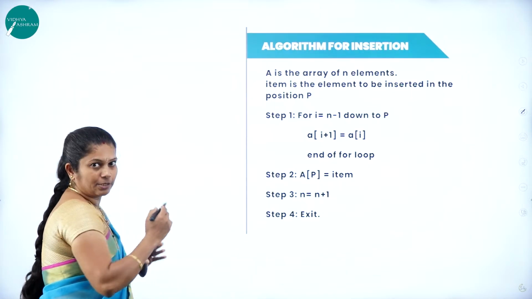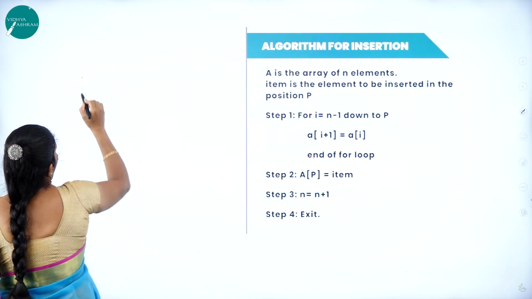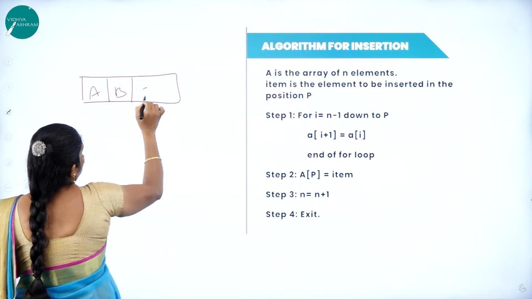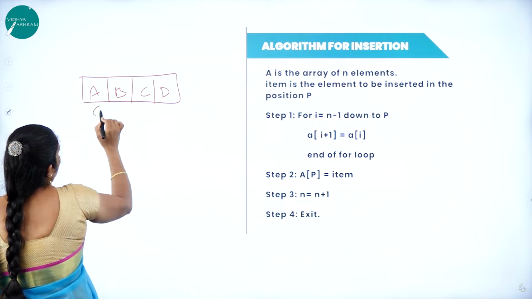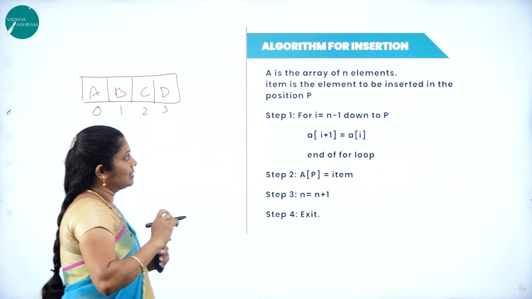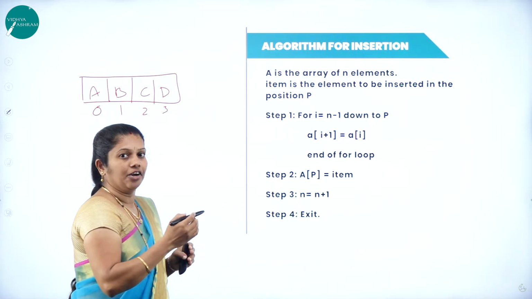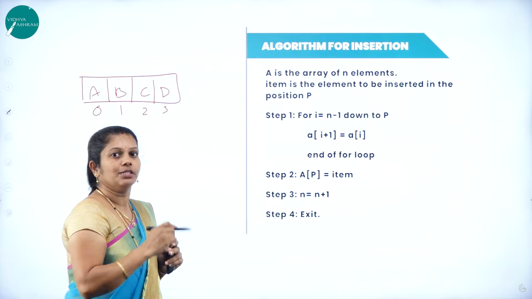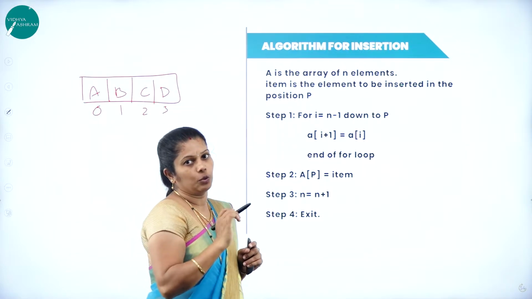See, I am going to explain with one more example problem. Consider we have the array elements A, B, C and then D, position wise 0, 1, 2, 3. In the first step, you have to mention from where to where we have to shift. Before mentioning all the steps, you have to mention which variables we are using.